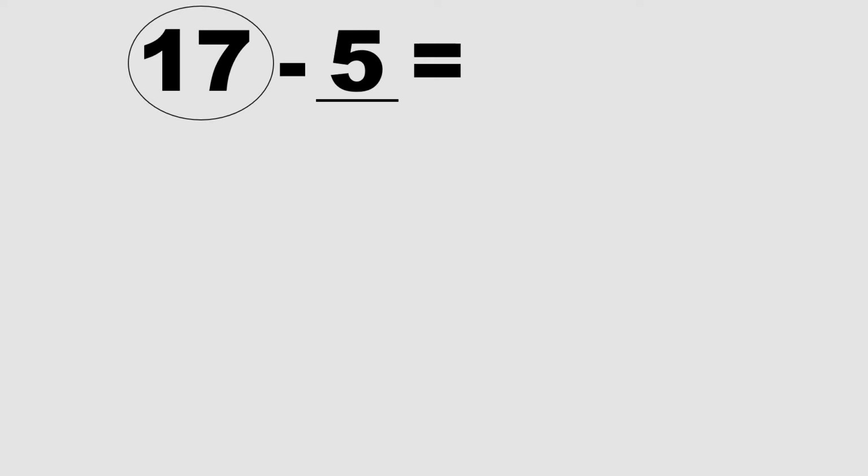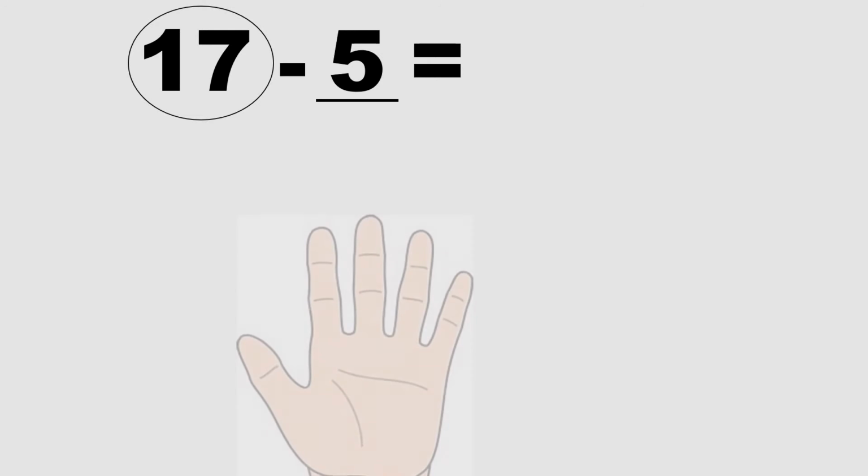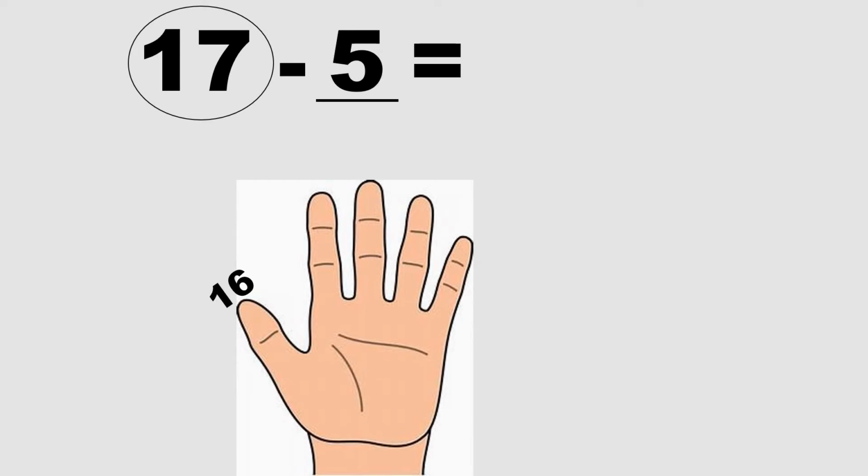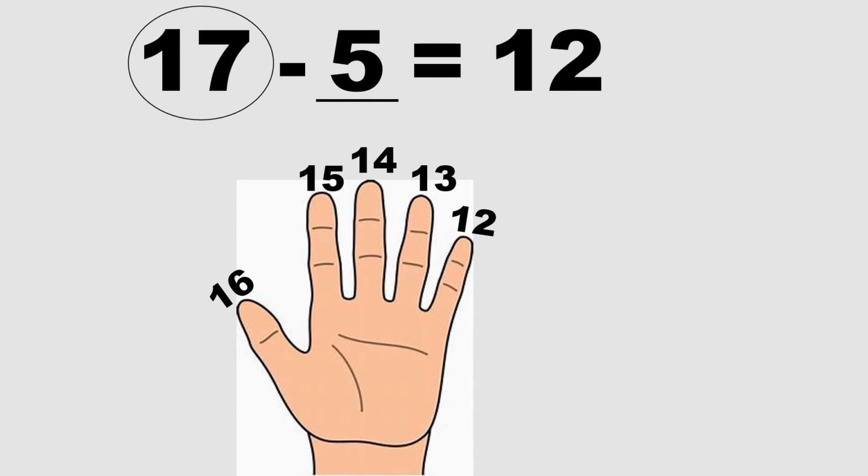Now take 5 fingers in the hand and count backward. 16, 15, 14, 13 and 12. So the answer is 12. So 17 minus 5 is equal to 12.